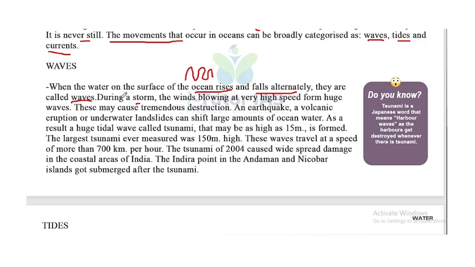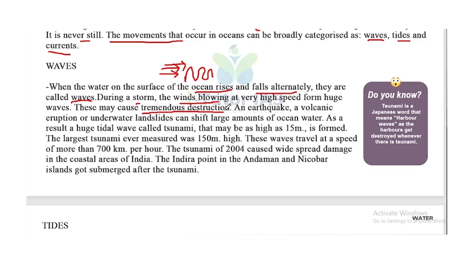So the speed of the wind may increase the wavelength of waves blowing. Okay, look at this. When the wind is blowing at very high speed, it forms huge waves. So that causes huge waves. These may cause tremendous destruction. Okay, so these waves may cause tremendous destruction.